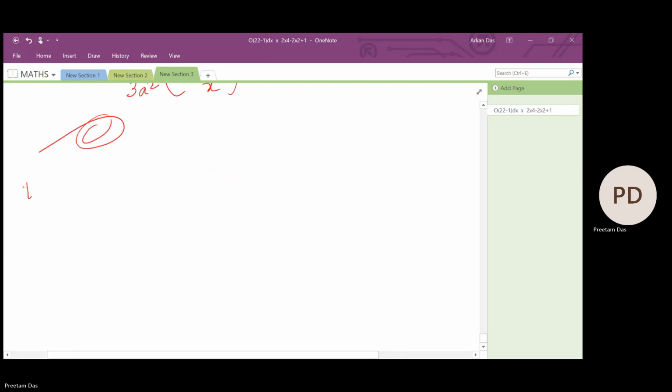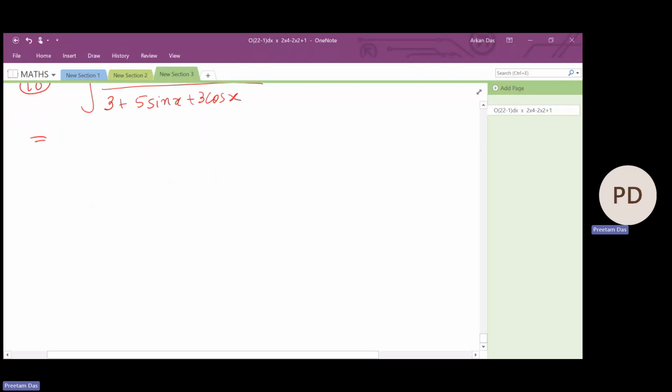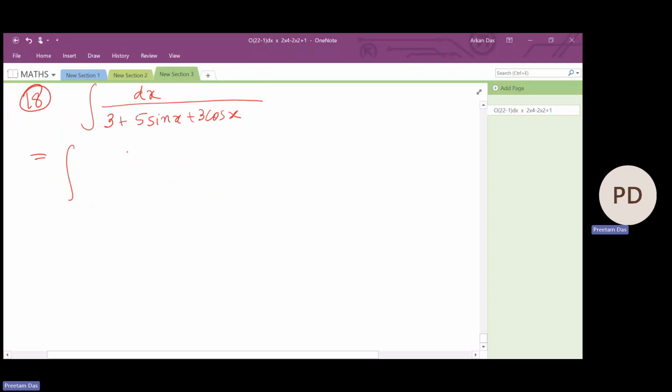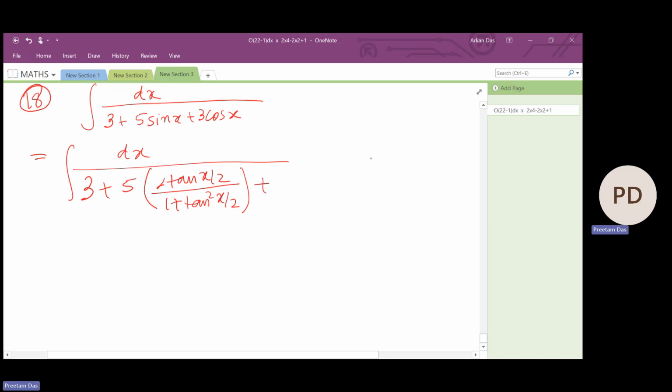Next, 18. 18 is integration dx by, this is a different category of question. What do you do when you have an expression of the type a cos x plus b sin x plus c and nothing else? Convert it to half angle. How to convert this to half angle? Integration dx by, we have to write it as 3 plus 5 times 2 tan x by 2 over 1 plus tan square x by 2, plus 3.